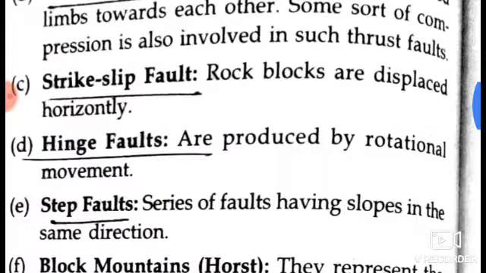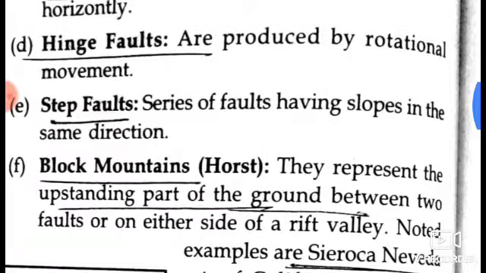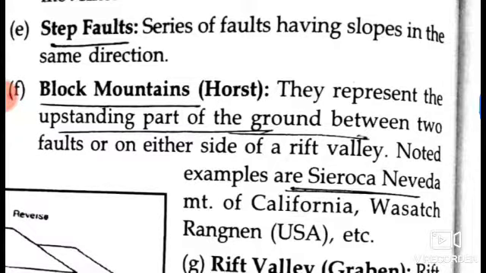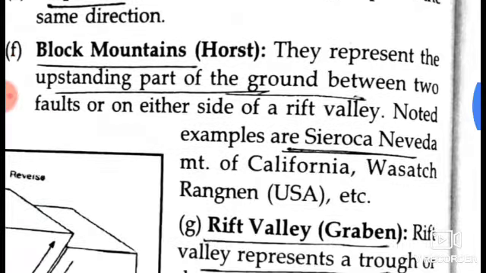Strike-slip fault: rock blocks are displaced horizontally. Hinge faults are produced by rotational movement. Step fault: a series of faults having slope in the same direction. Block mountains represent the upstanding parts of the ground between two faults or on either side of a rift valley.